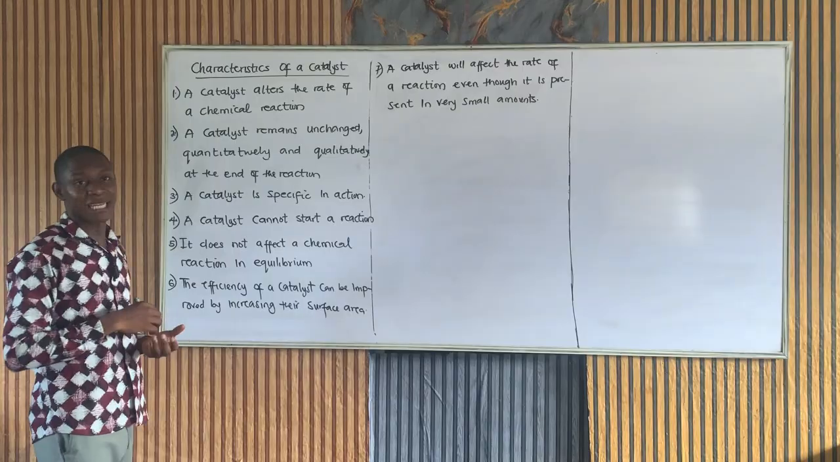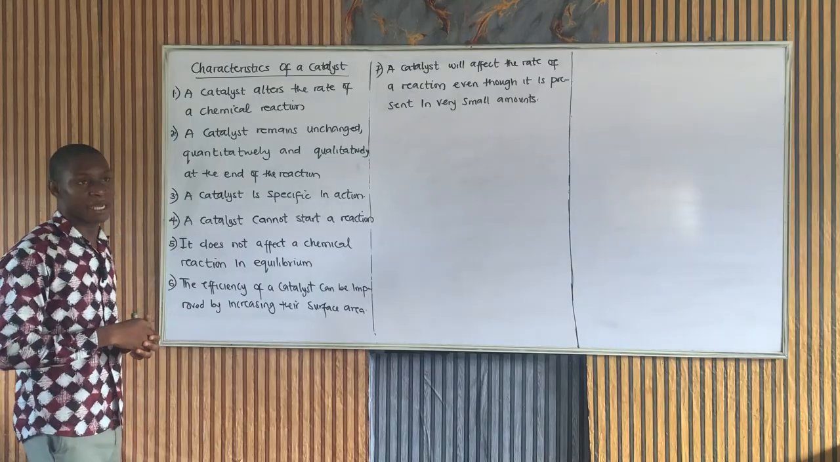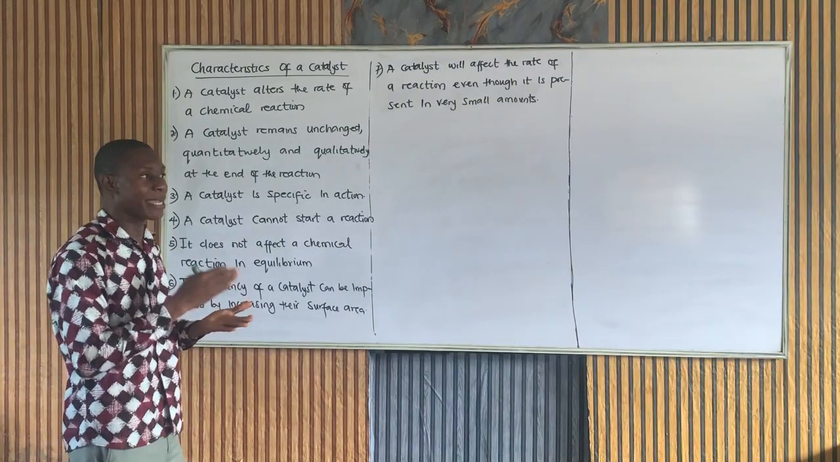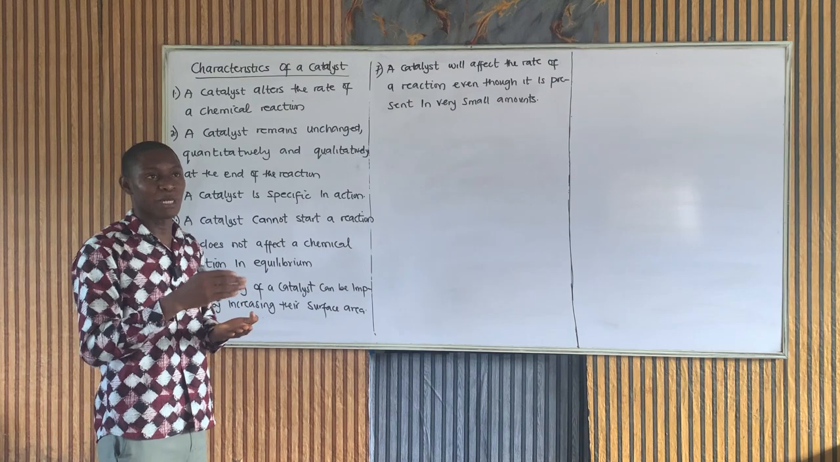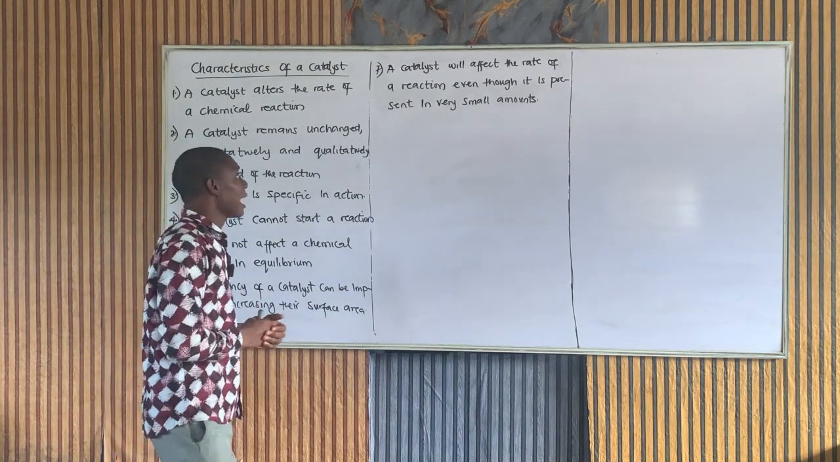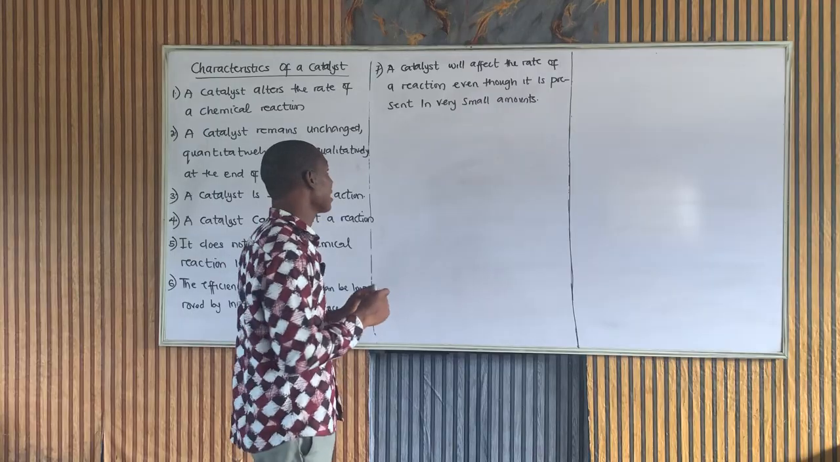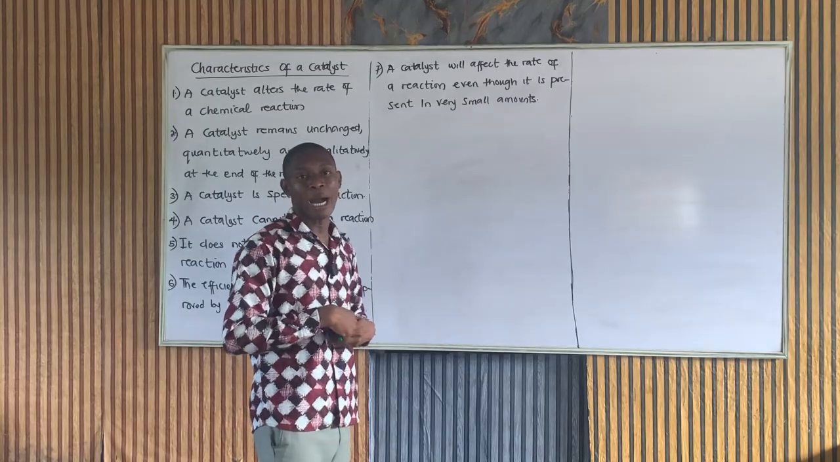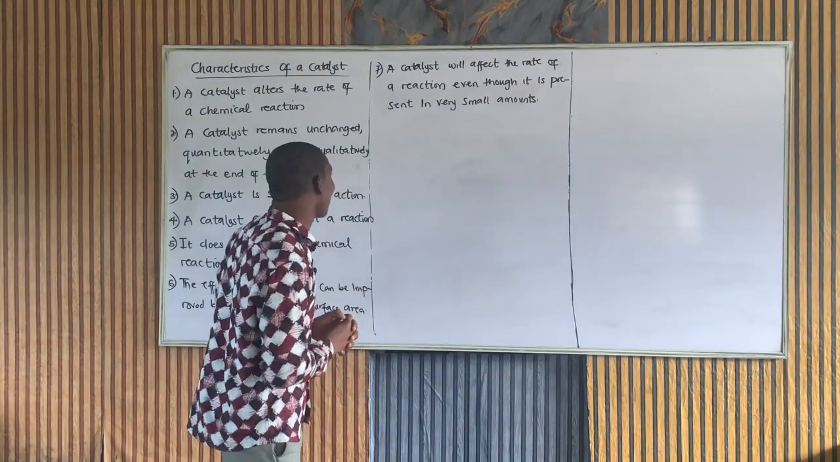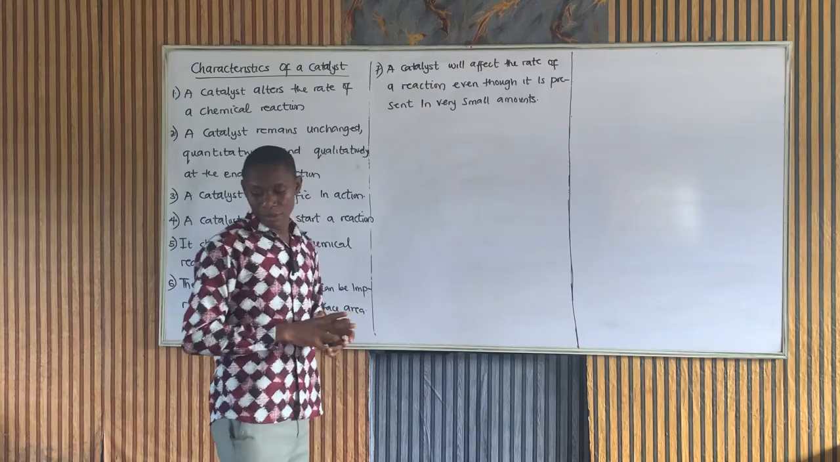Again, the efficiency of a catalyst can be improved by increasing the surface area. And we know how to do that by breaking the catalyst into smaller pieces. And lastly, a catalyst affects the rate of reaction, even though it is present in very small amounts. So that's that about the catalytic reaction.